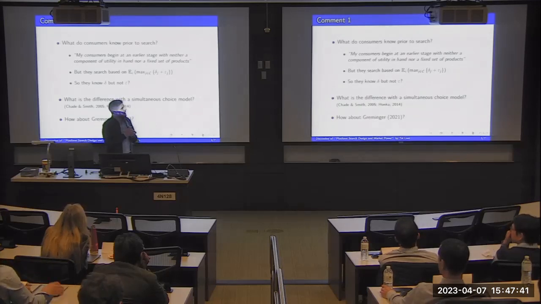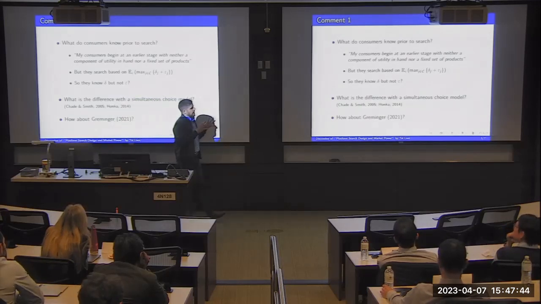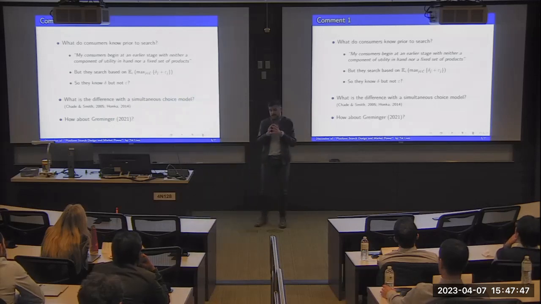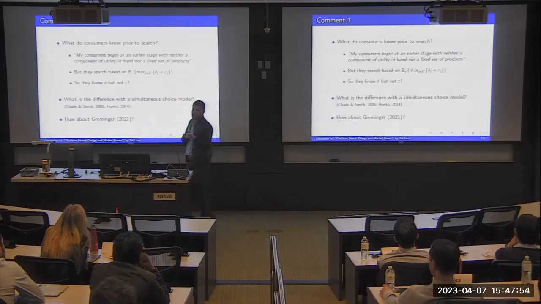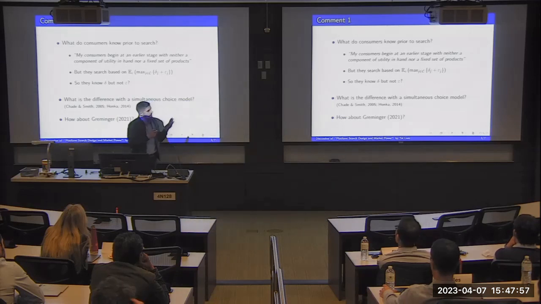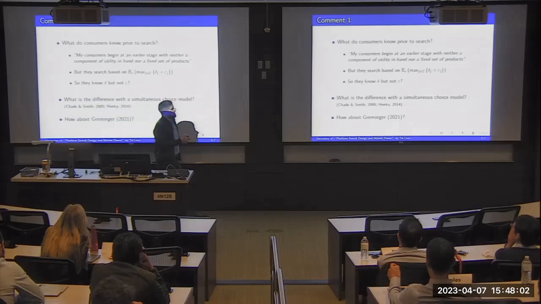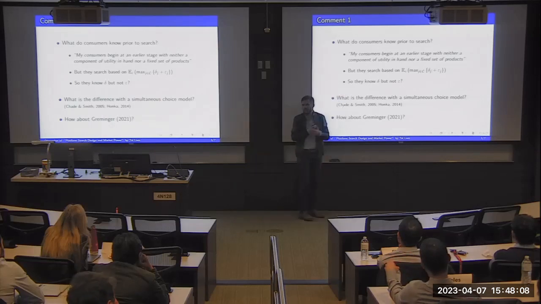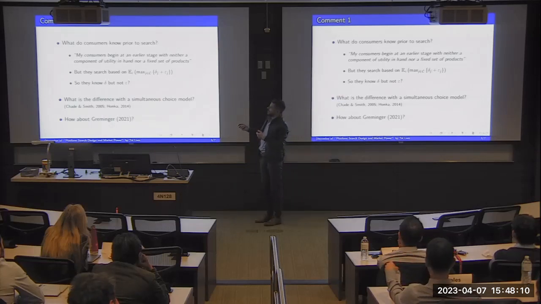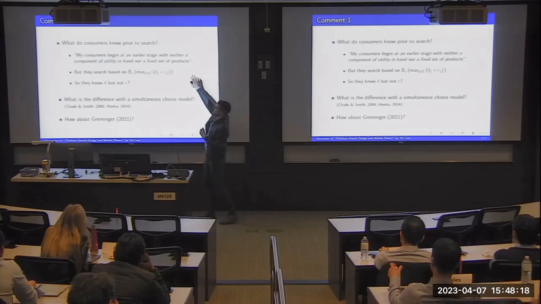So this being said, I have a couple of comments on the model, because as I said, the data is by necessity limited. And so there is a question, I think, of how much heavy lifting the model is doing versus the data itself. One thing, and this might be more expositional, that we clarified a little bit with Tai talking earlier today, is how does the search model differ from existing search models? Reading the paper, one quote is, "my consumers begin at an earlier stage with neither a component of utility in hand nor a fixed set of products." So this is the verbal description of the model.